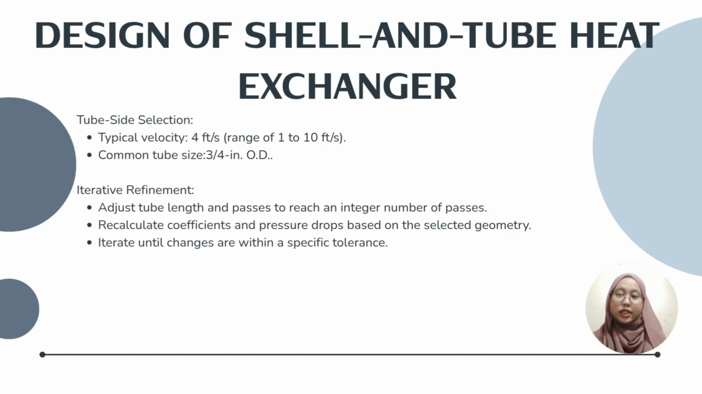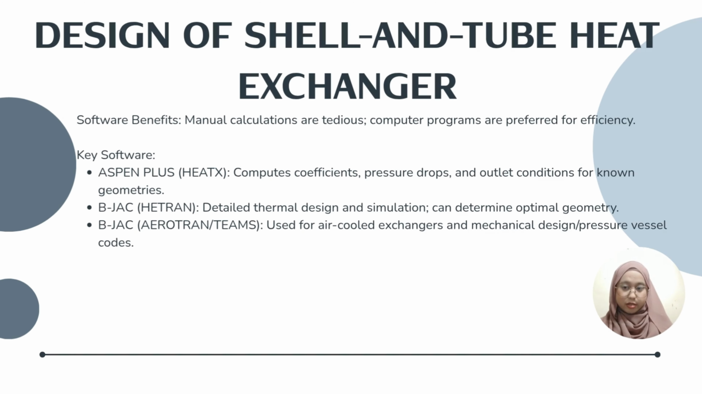This loop continues, refining the designs until the results between iterations stay within a set tolerance. As you can imagine, performing this iteration by hand is incredibly tedious. That is why industry professionals rely on computer simulation. For instance, the Aspen Plus HeatX subroutine can calculate outlet condition and pressure drops for a known geometry.